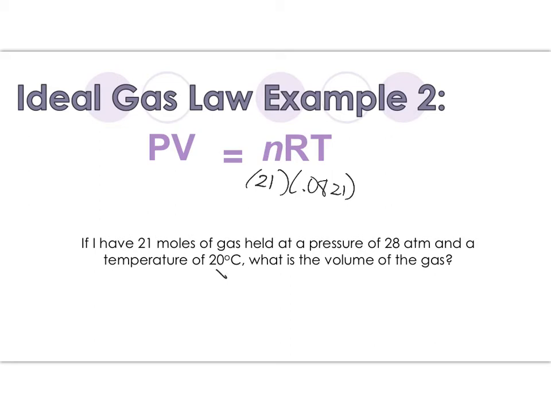You have your temperature in Celsius. You want to convert that to Kelvin, and that's going to be 293. And then you are looking for volume, and it's giving you a pressure of 28. So you just want to solve this problem: 0.0821 times 293, and divide over that. You get a volume of 18 liters.